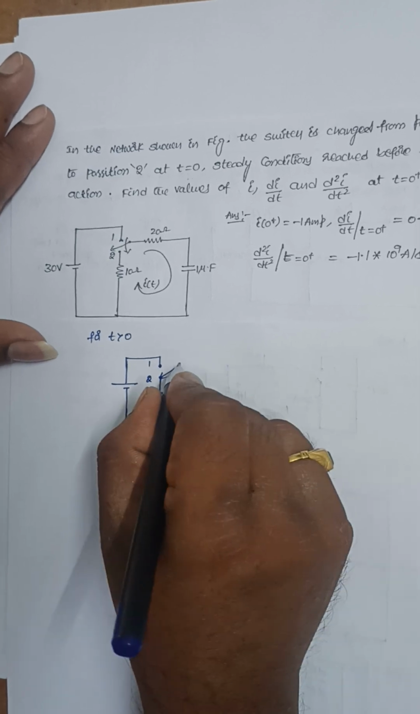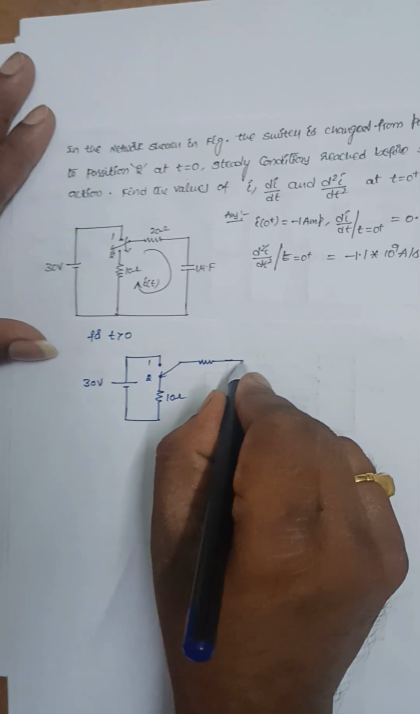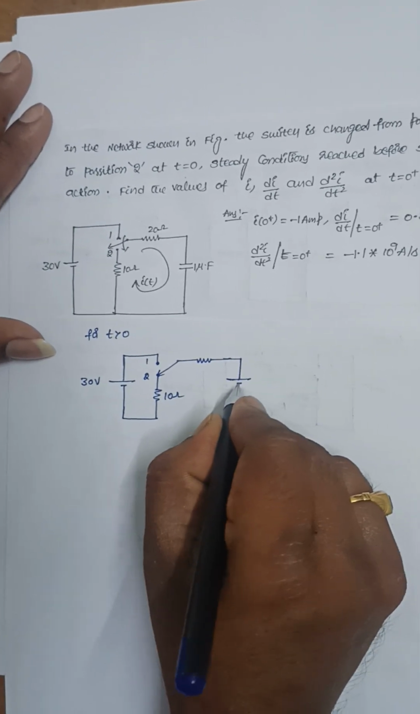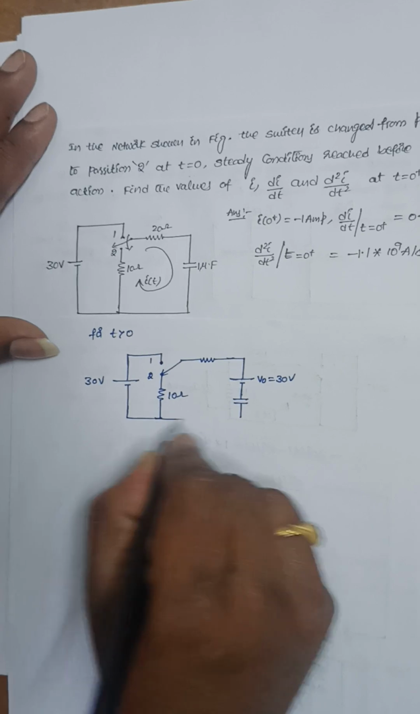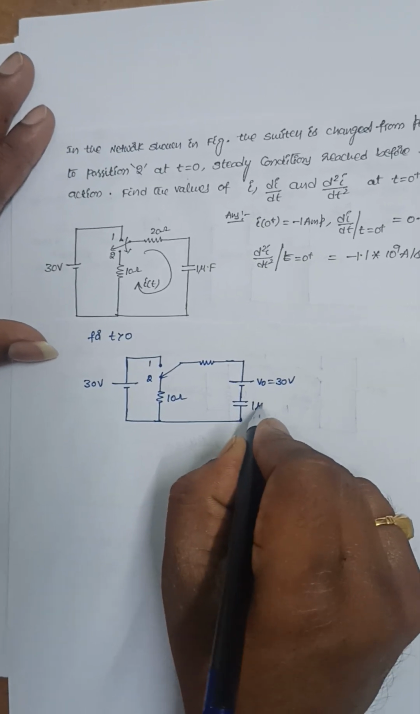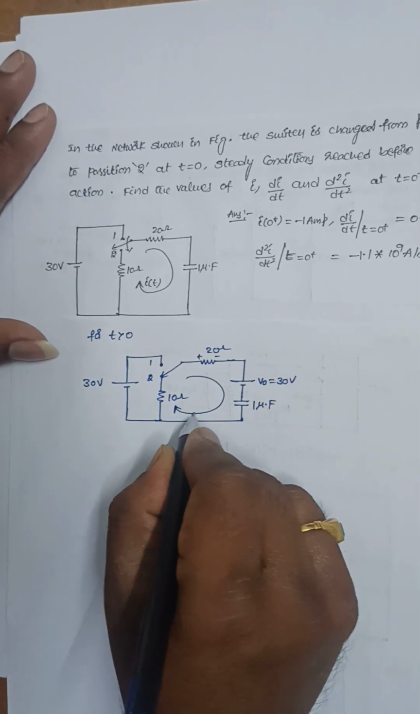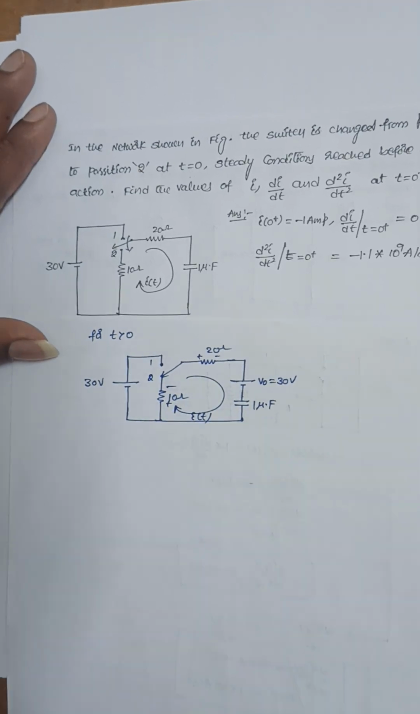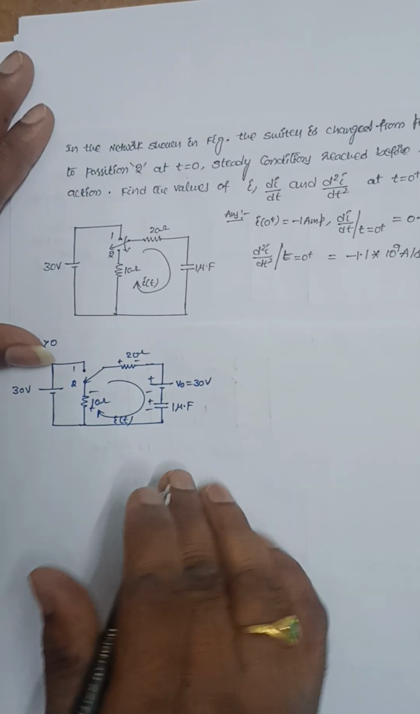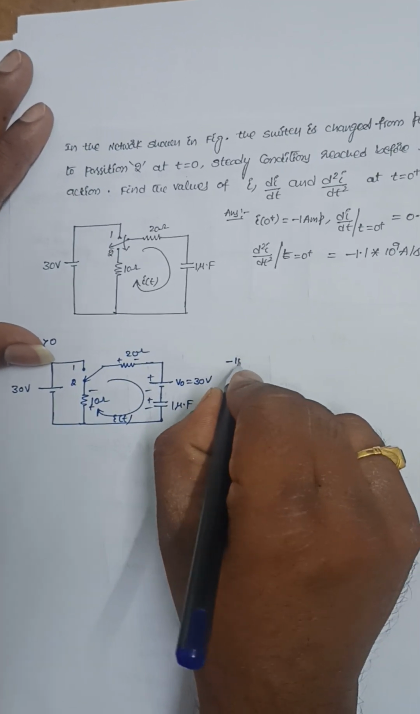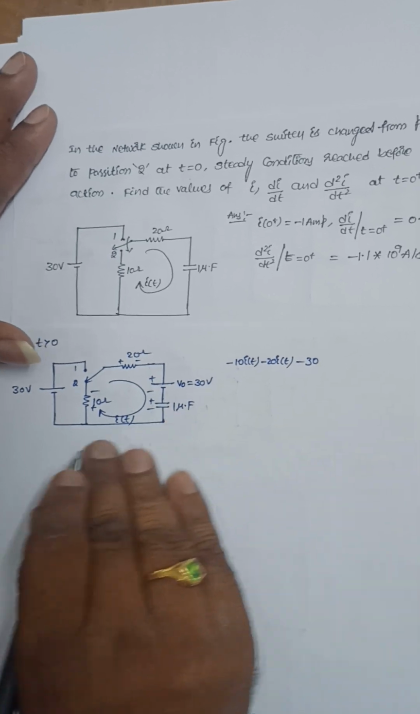The switch is at position 2 now, because for t greater than 0 it is 30 volts, and the initial voltage here is V0, that is equal to 30 volts, and this one will act as a capacitance whose value is 1 microfarad, and it is plus and minus, 20 ohms, because the current is flowing like this, I of t. It is plus and minus. I write the KVL equation for this.